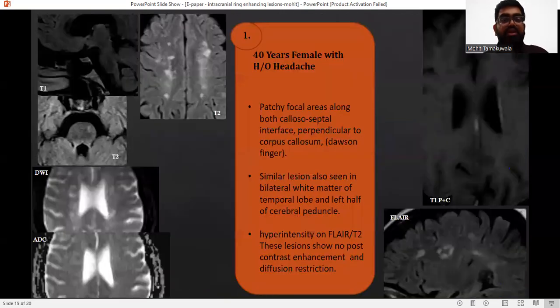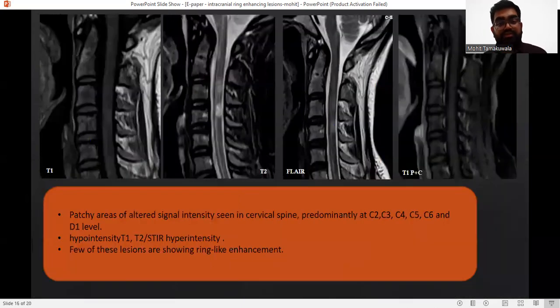Multiple sclerosis. A 40-year-old female with history of headache presented with patchy focal areas on MRI along both callososeptal interfaces perpendicular to the corpus callosum, that is the Dawson's fingers. Similar lesions also seen in bilateral white matter of the temporal lobe and left half of the cerebral peduncle. Hyperintensities on FLAIR and T2; these lesions show no post-contrast enhancement and no diffusion restriction.